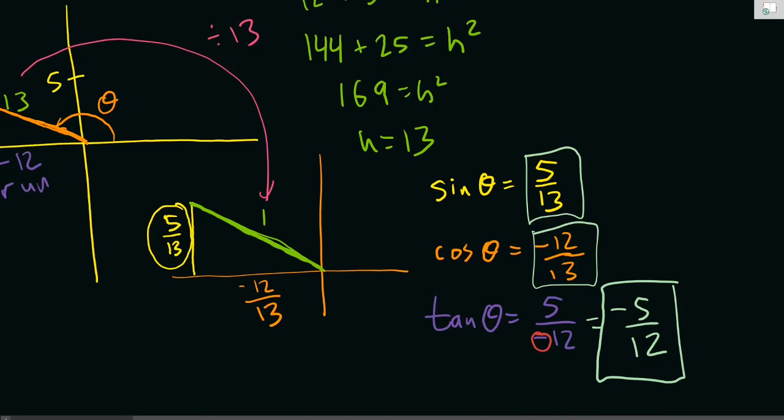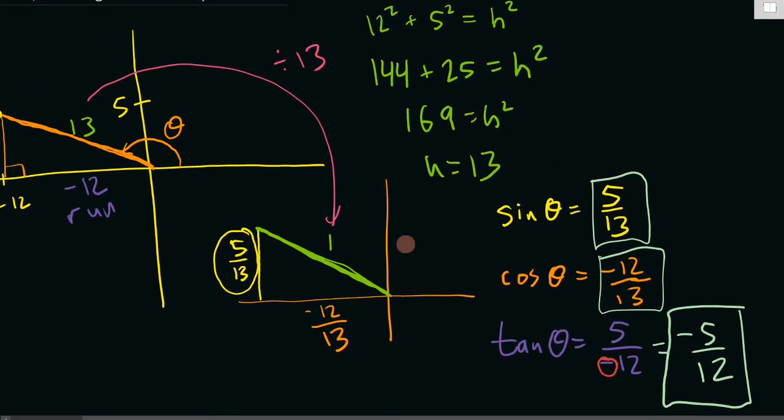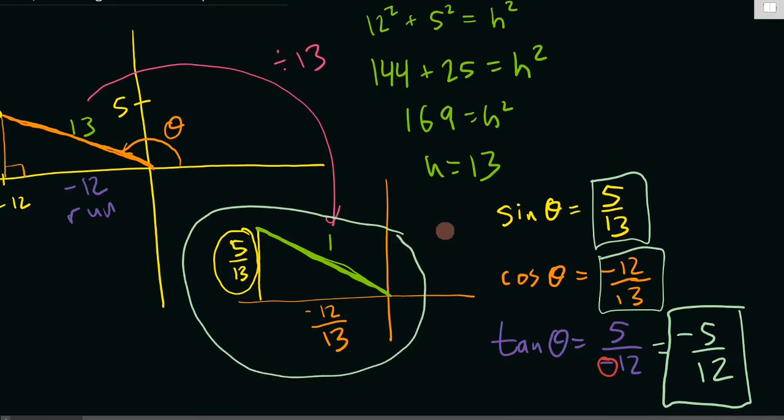Cool. So you can use this idea of scaling your triangle down to be a unit triangle to figure out any sort of Cartesian coordinate triangle.